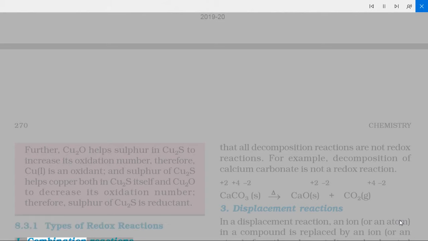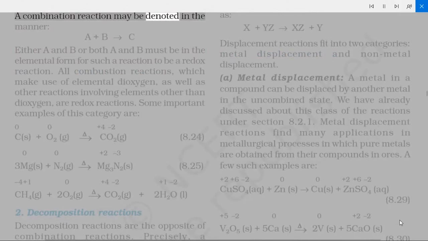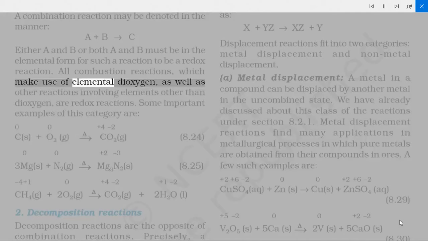1. Combination reactions. A combination reaction may be denoted in the manner A + B → C. Either A and B or both A and B must be in the elemental form for such a reaction to be a redox reaction. All combustion reactions, which make use of elemental dioxygen, as well as other reactions involving elements other than dioxygen, are redox reactions.